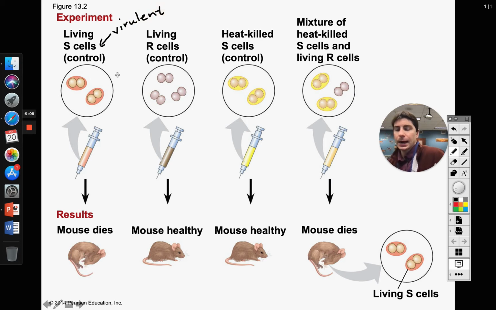Virulent. And that's just a bad strain. If we inject these bad bacteria cells into the mouse, it should die because the S strain is bad. Now, the second one, R strain, we said was harmless. So if we inject the mouse with that, nothing's going to happen. The mouse should survive, which means the mouse is healthy, okay?